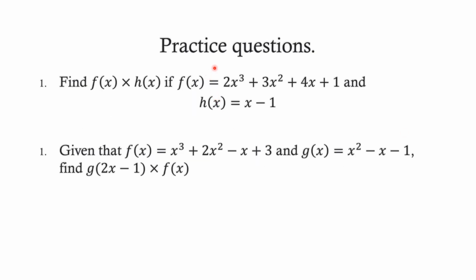So let's see a practice question here. We have f of x equal to g of x times h of x. If g of x equal to this, that is 2x cubed plus 3x squared plus 4x plus 1, and h of x is x minus 1. So try your hands on this question, the first one and the second one.